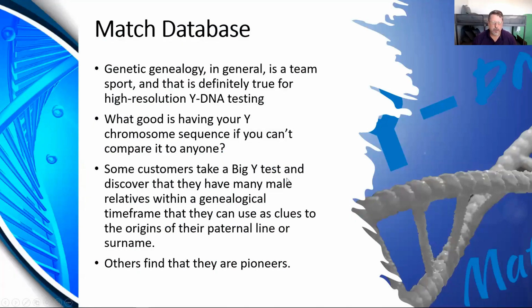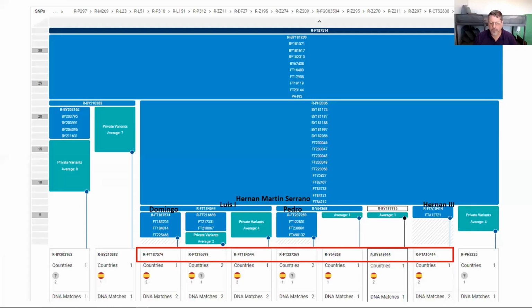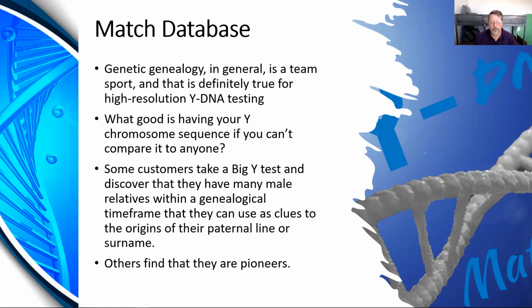Some customers take the Big Y test and discover that they've made many male relatives within a genealogical time frame that they can use as clues to the origins of their paternal line or surname. And I used this family as an example because they're huge, right? But others find that they're pioneers.